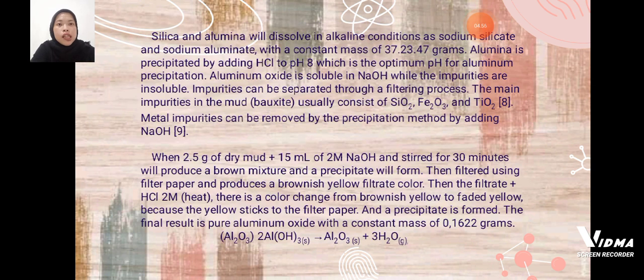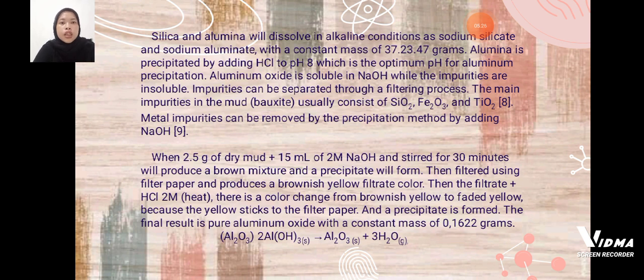Silica and alumina will dissolve in alkaline condition as sodium silicate and sodium aluminate with a constant mass of 37.23 grams. Alumina is precipitated by adding HCl to pH 8, which is the optimum pH for aluminum precipitation. Aluminum oxide is soluble in NaOH while the impurities are insoluble. Impurities can be separated by a filtering process.